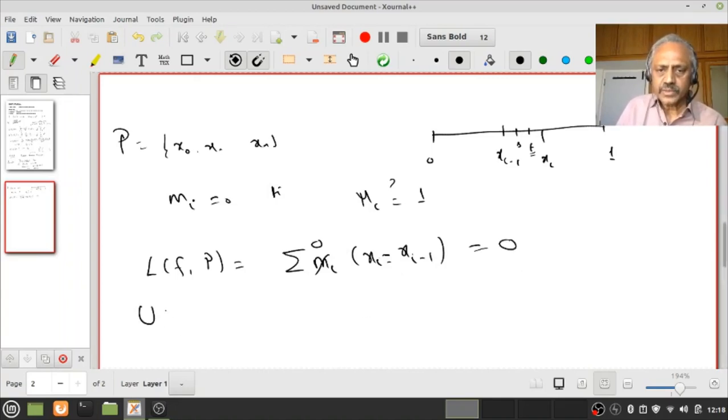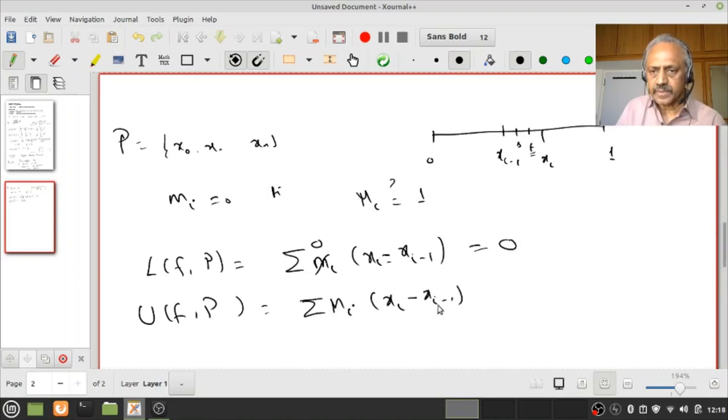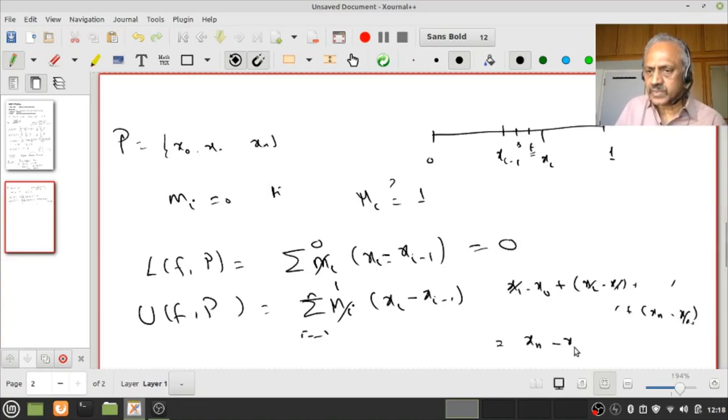Right. Now, what is U(P)? U(P) is going to be the sum of capital M_i times (x_i minus x_{i-1}), for i equal to 1 to n. But M_i is always 1. Therefore, what will I have? I will have (x1 minus x0), then (x2 minus x1), and so on, plus (xn minus x_{n-1}). You see that? x1 will cancel with this, x2 will cancel with this, and x_{n-1} will cancel with this. Therefore I will be left with xn minus x0, as we did in the monotone increasing case. This is b minus a, which is 1 minus 0.